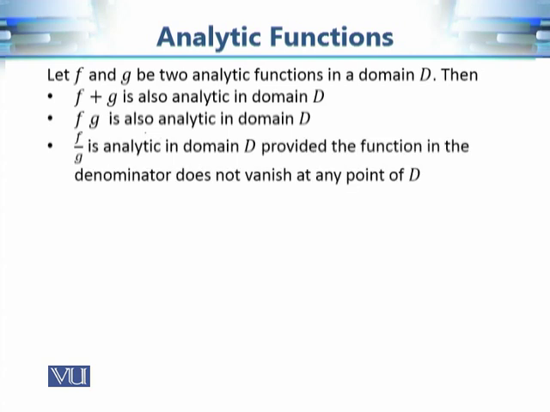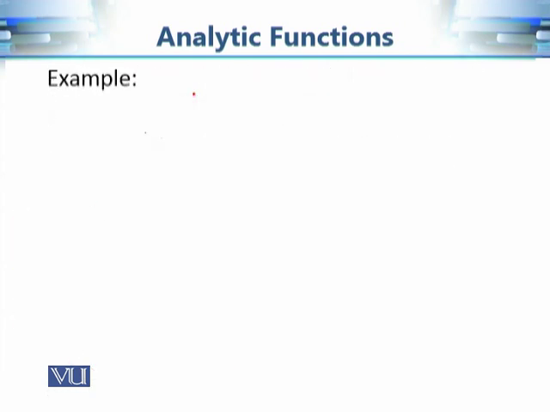Now what about the quotient? Since we are not allowed to divide by 0, we have an extra condition. If f is analytic at a point and g is analytic at a point, then f over g is analytic if the denominator is not 0 at that point. In other words, f over g is analytic in a domain D provided the function in the denominator does not vanish at any point of D. So this is the condition that we have to impose. The consequences of these simple properties are very important.